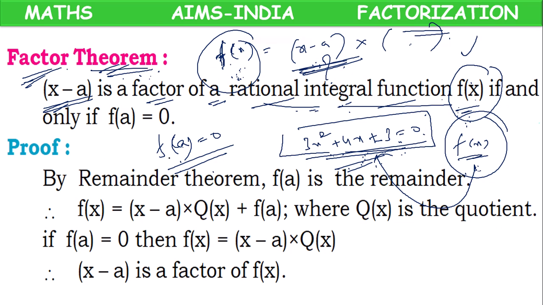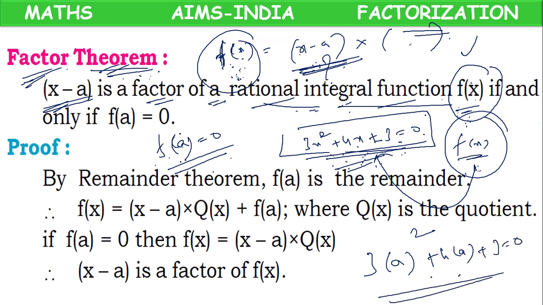What is f of a? We know f of x, the function which is in x. If the function in a equals 0, then x minus a will be the factor. How can we calculate f of a? Just in the place of x, we have to keep a: 3a square plus 4 into a plus 3 equal to 0. If this is equal to 0, then we can call x minus a a factor. During examples you can understand better, children.